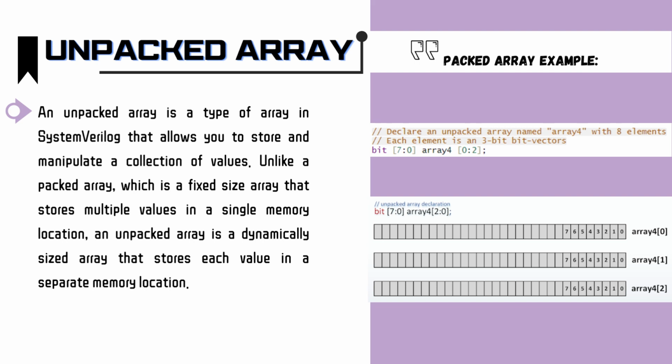In conclusion, the table we looked at represents an unpacked array named array4 that can hold 8 elements, and each element is a 3-bit bit vector. This table is a useful tool for visualizing how unpacked arrays are organized in SystemVerilog, and it's essential for understanding how to work with arrays in SystemVerilog.